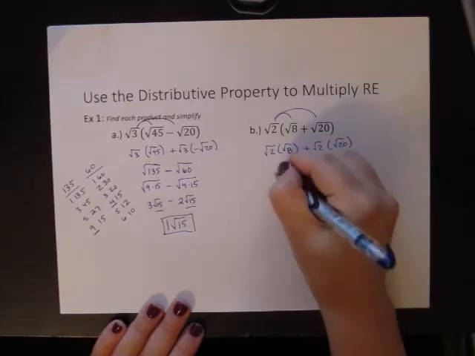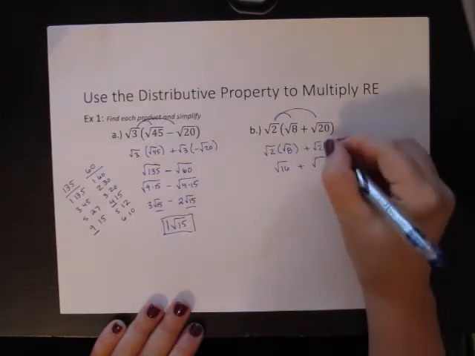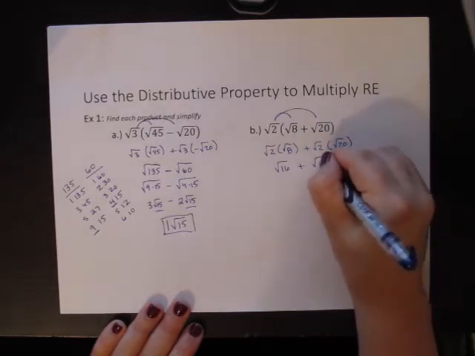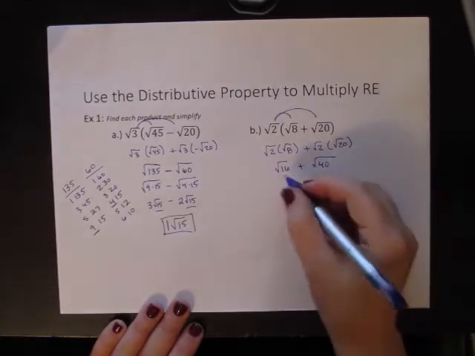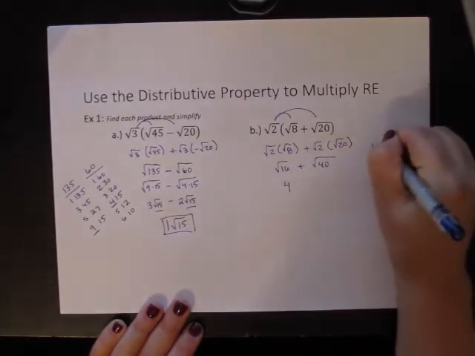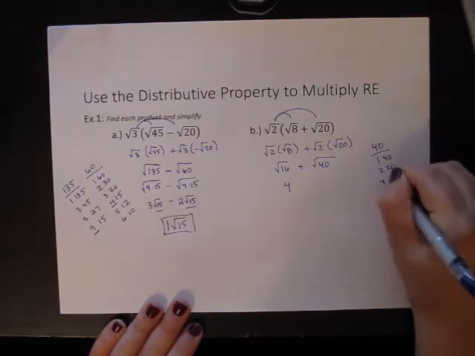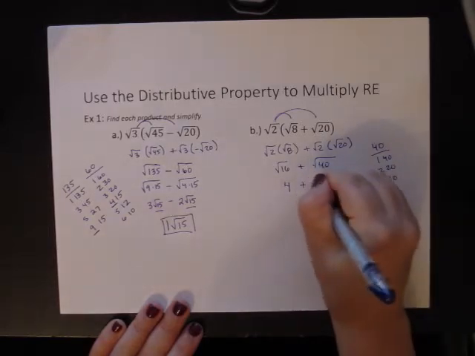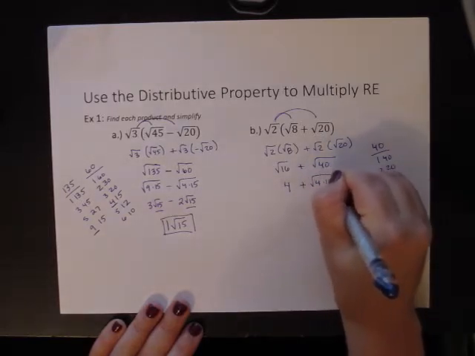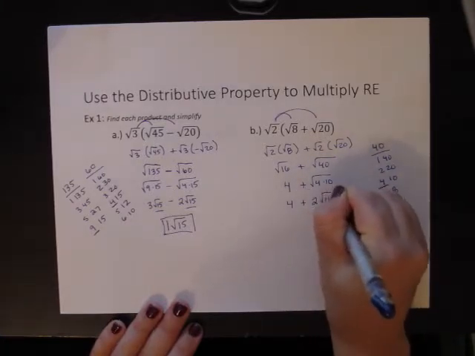8 times 2 is going to be 16, so I get the square root of 16 plus the square root of 2 times 20, which is 40. Alright, we see that 16 is a perfect square, so that's going to be 4. Now we find our factors of 40: 1 and 40, 2 and 20, 4 and 10, and 5 and 8. My perfect square is going to be the 4, so I'm going to go plus the square root of 4 times 10. The square root of 4 is 2, so that's 2 square root of 10.